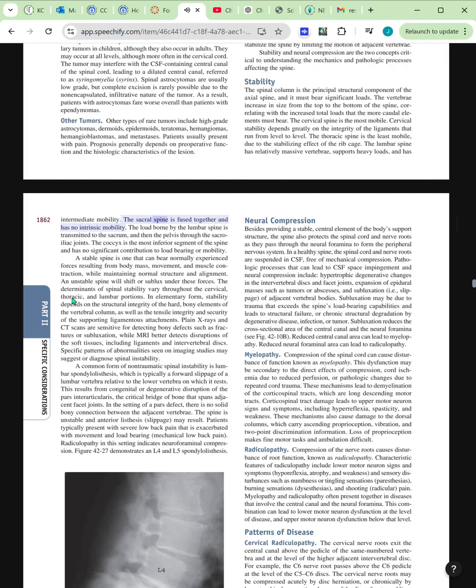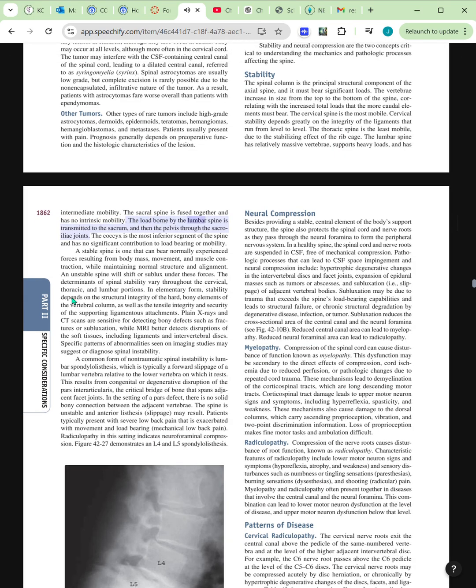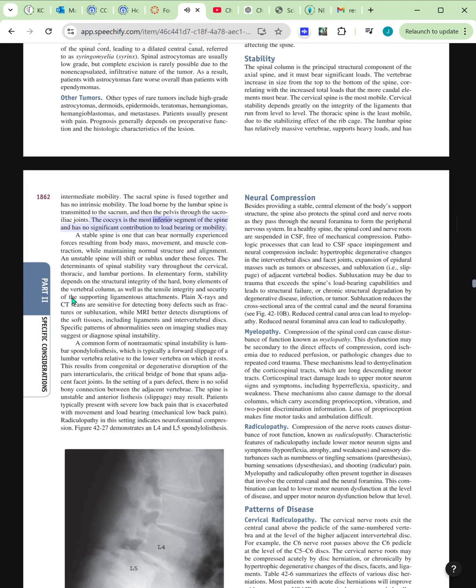The sacral spine is fused together and has no intrinsic mobility. The load borne by the lumbar spine is transmitted to the sacrum and then the pelvis through the sacroiliac joints. The coccyx is the most inferior segment of the spine and has no significant contribution to load bearing or mobility.